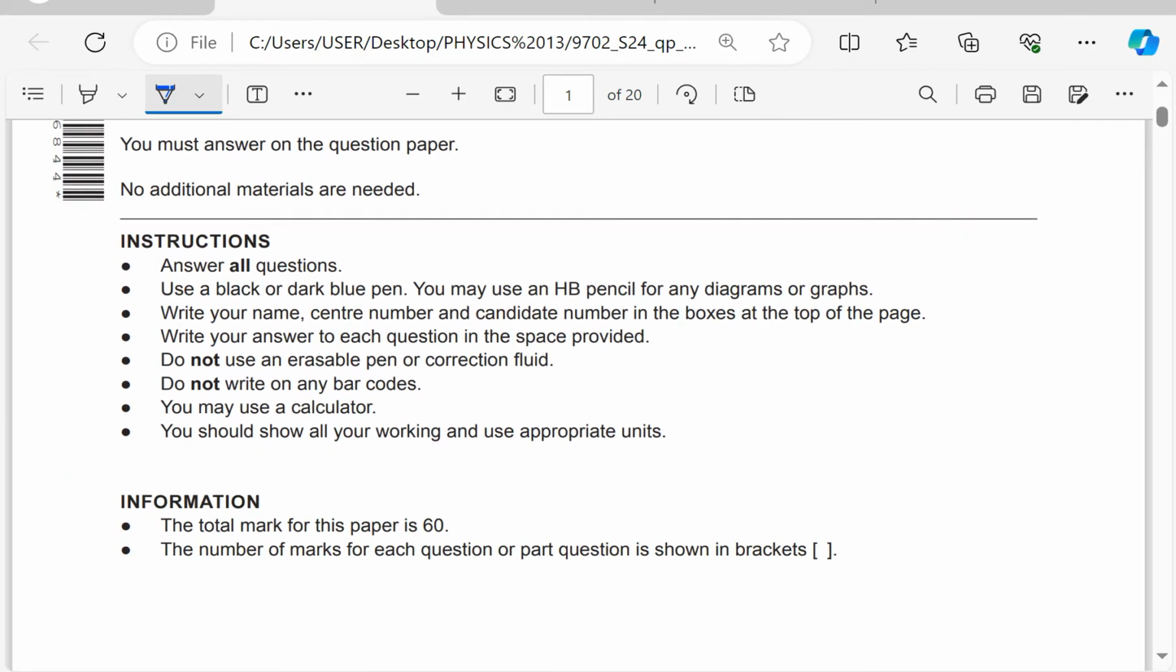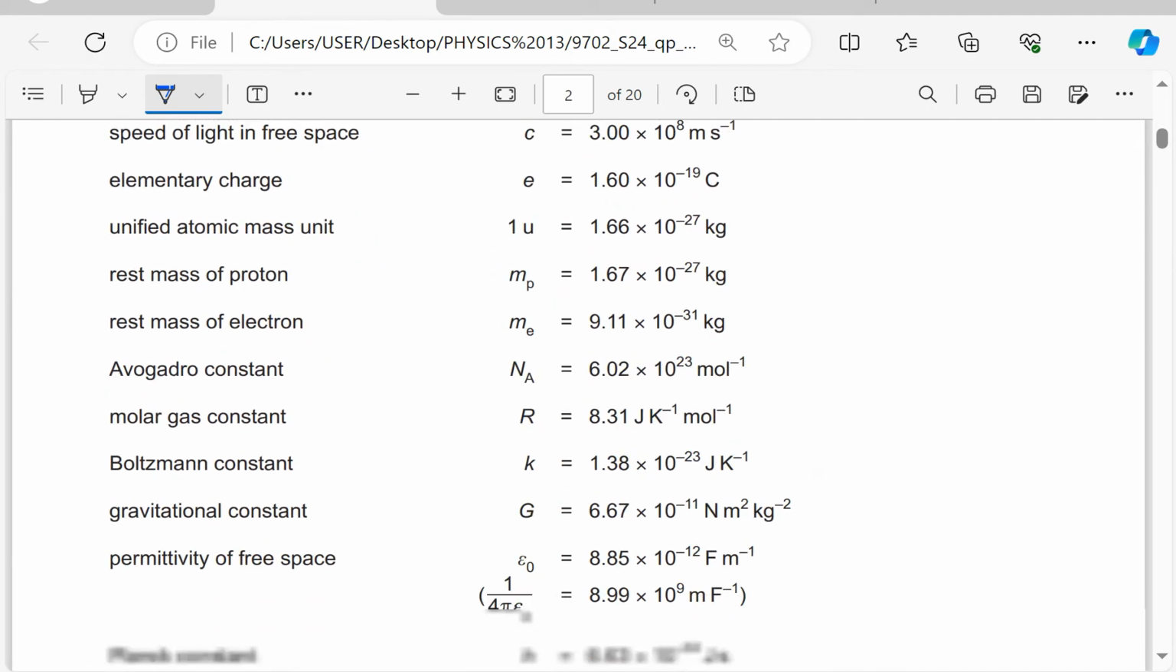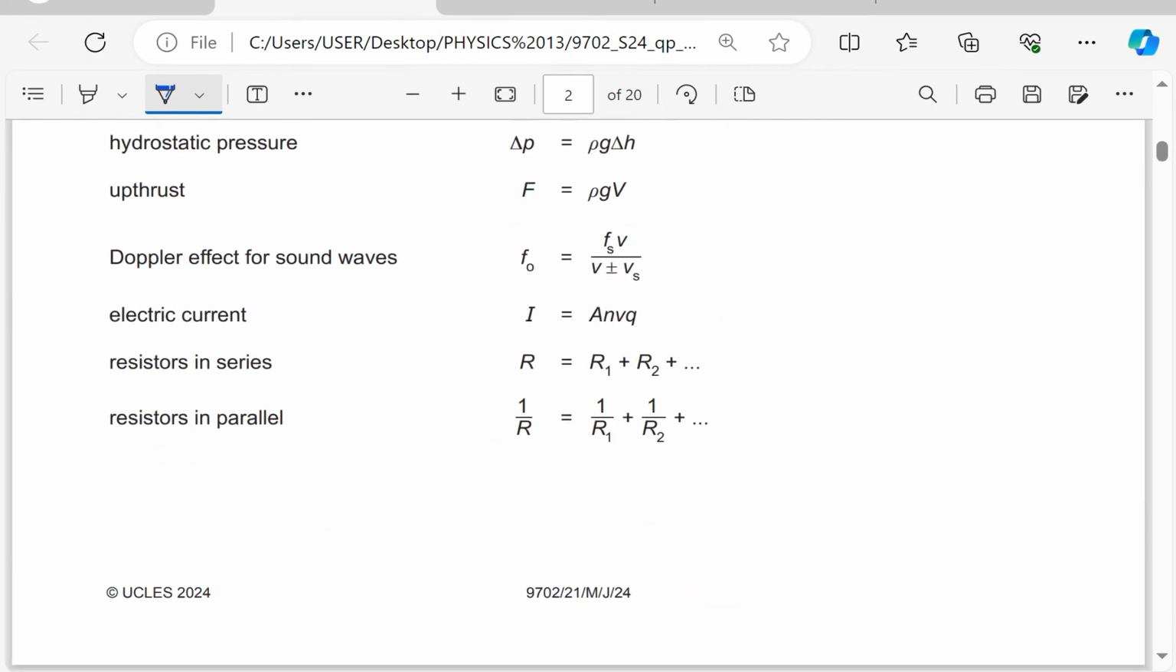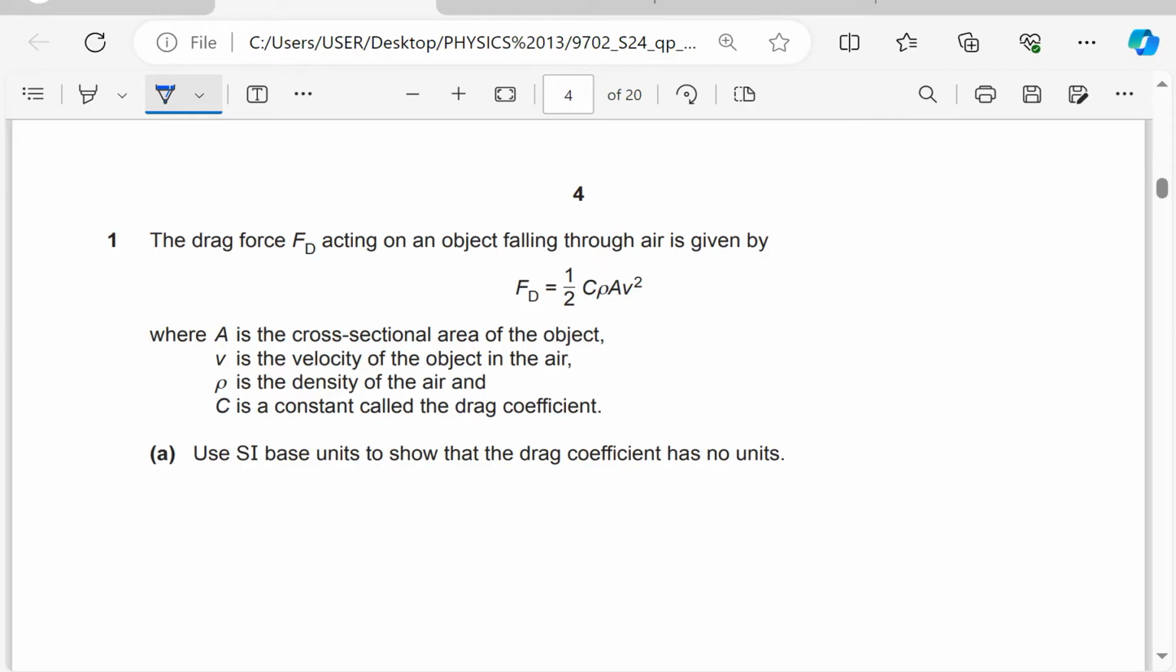So I will not read through the instructions. They are the usual instructions. I will not go through the data. It's the usual data you already see. I will not go through the formula. It's the usual formula you already see. So I'll go straight to the first question.